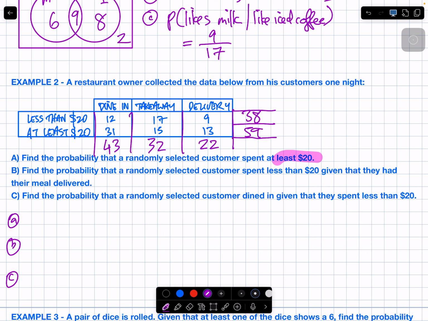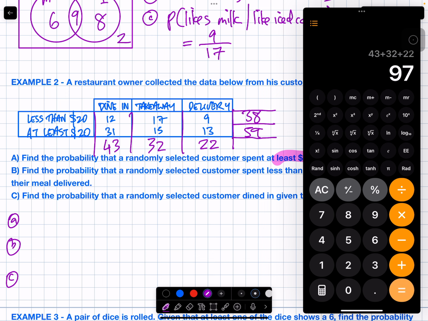I've got something missing from my table. We haven't totaled up the totals. 43 plus 32 plus 22, 97. Let's double check the vertical column. 38 plus 59. 97 is all the people. That's the total.